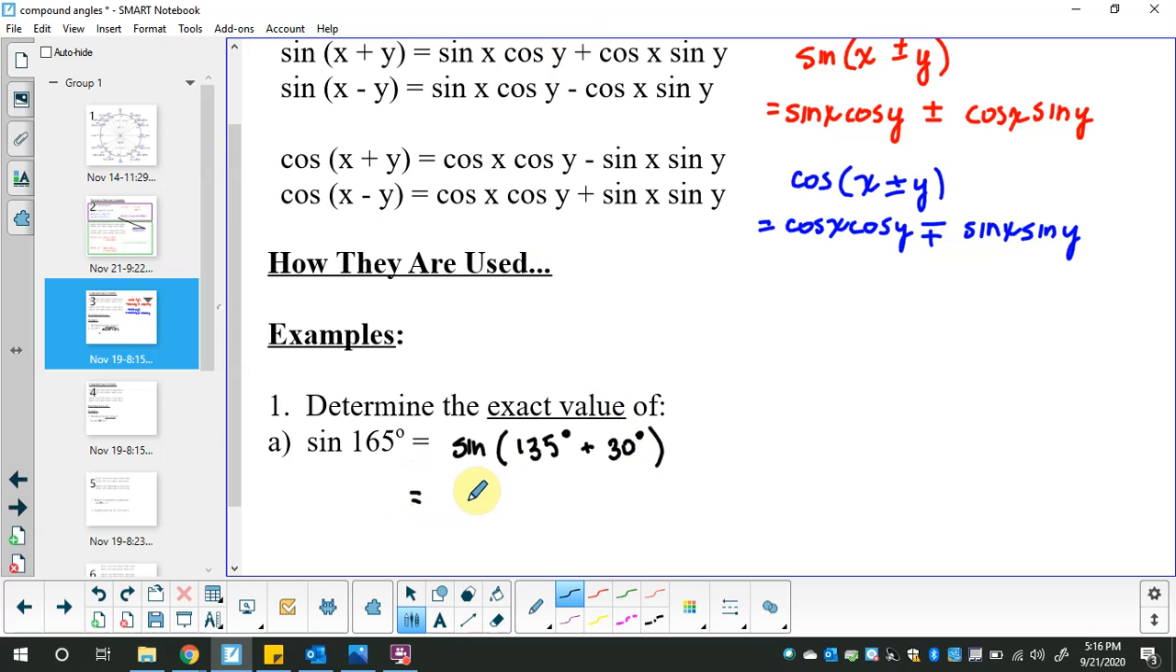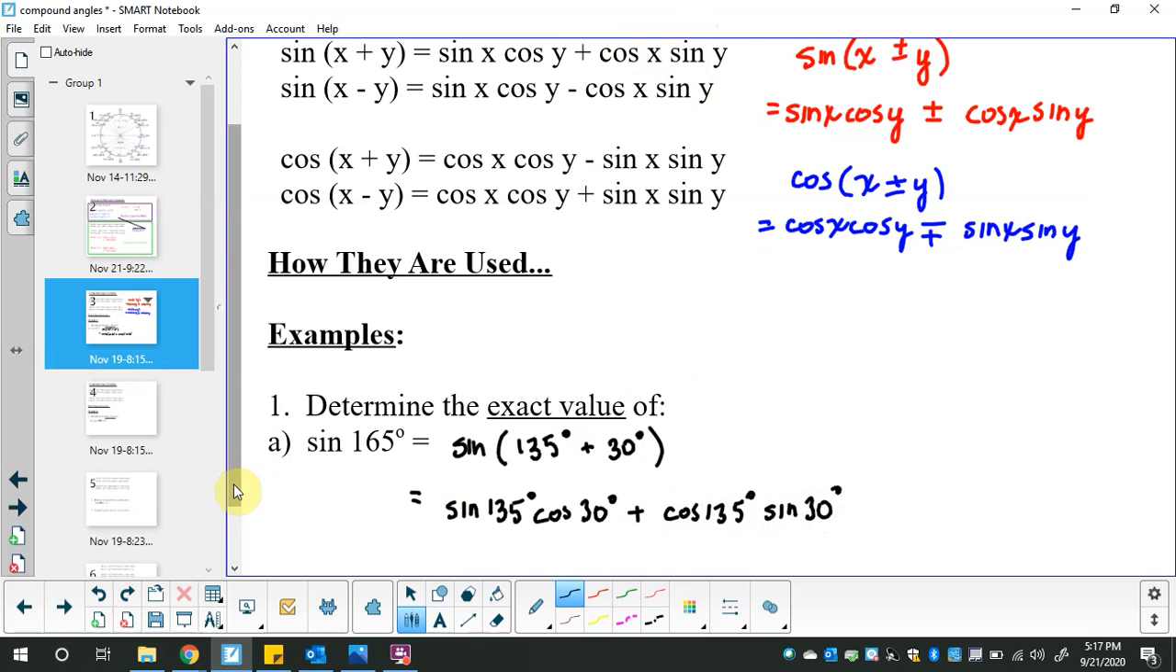So my next line is sine 135 degrees, because that's the x, cos y, so that's the 30 degrees, plus, because it goes with plus, cos x, so cos 135 degrees, times sine y, and y is 30 degrees.